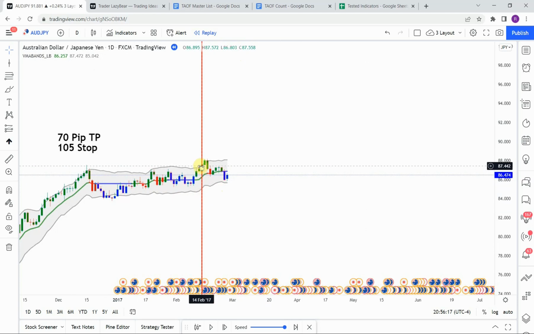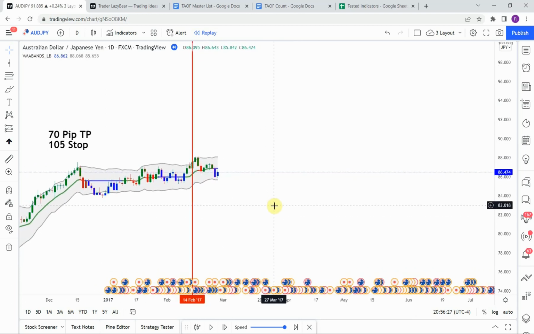So it closes above that upper band, and we get a little bit of a push to the upside, but it's not quite enough to get us to our take profit before it then rolls over and punches its way down and stops us out. Let's go ahead and continue on.